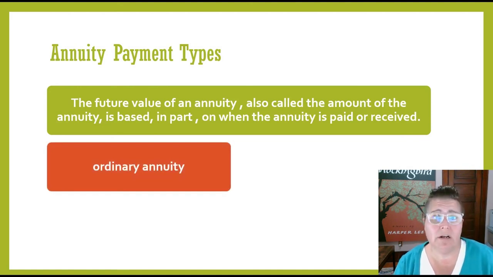An ordinary annuity occurs when that annuity is paid into or the amount of annuity is received at the very end of the month.